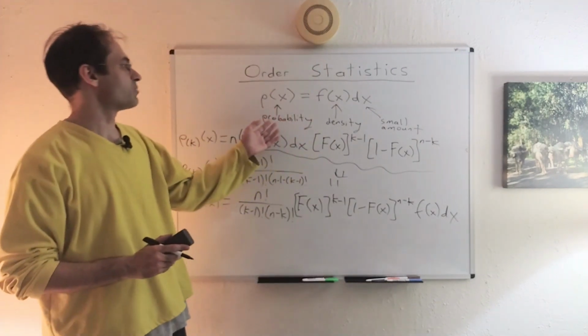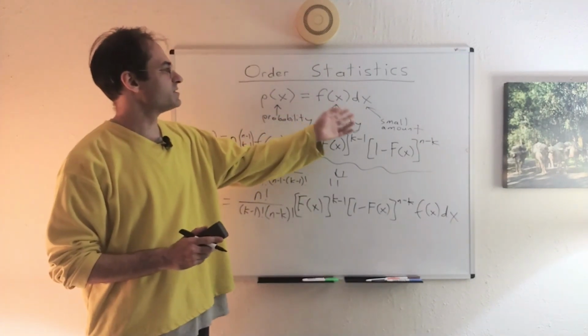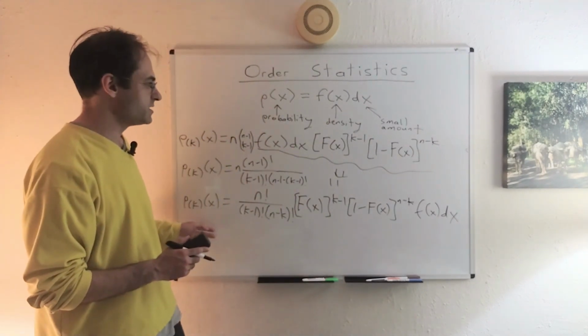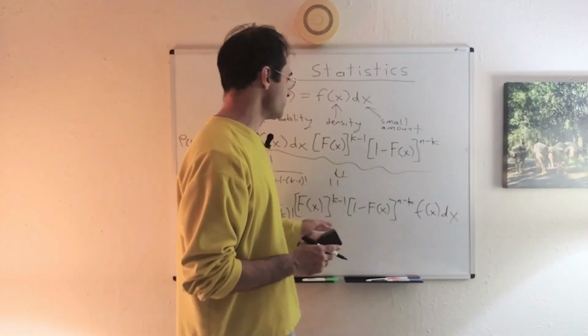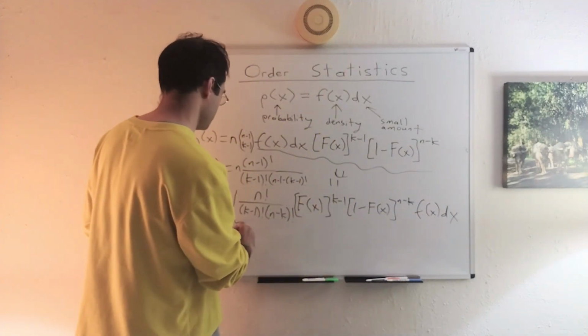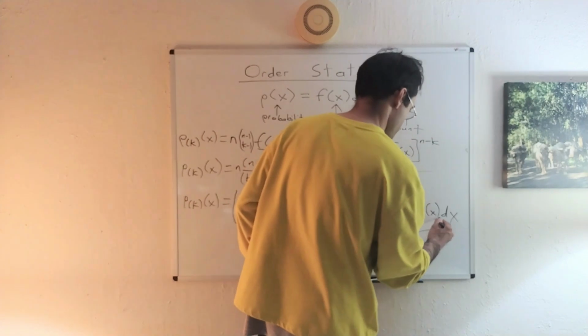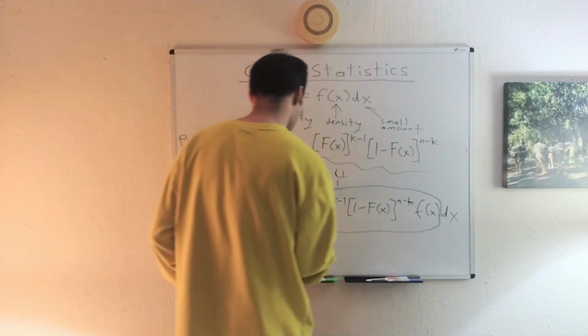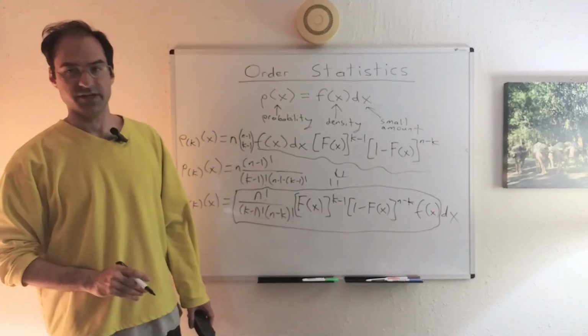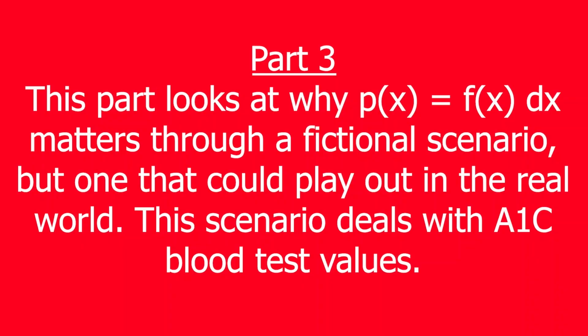Okay, so remember we have probability equal to the density times the infinitesimally small amount. So here's the probability. We have all of this multiplied by the infinitesimally small amount. So what's the density we're after? It's this right here.